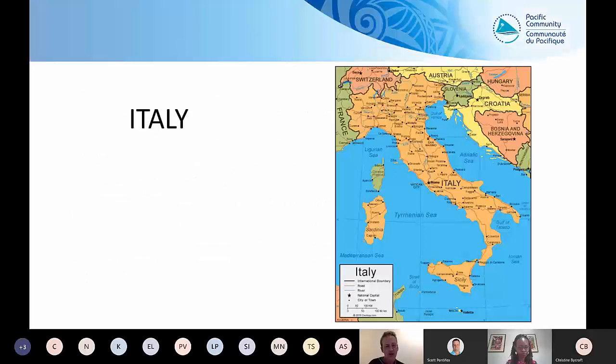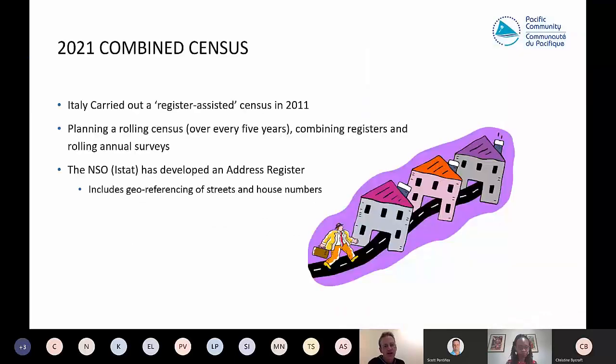And then finally, I'm moving on to talk about Italy. So Italy carried out what they called a registered assisted census in 2011. That was largely a traditional census, but they're planning for a combined census for 2021 and onwards. And this is a different model. They're having a rolling census every 5 years that mixes together registers and annual surveys.